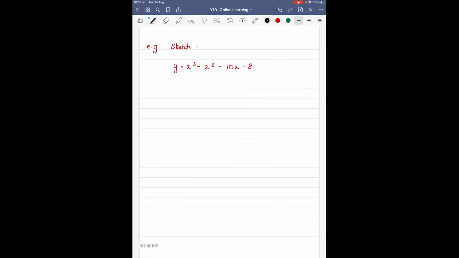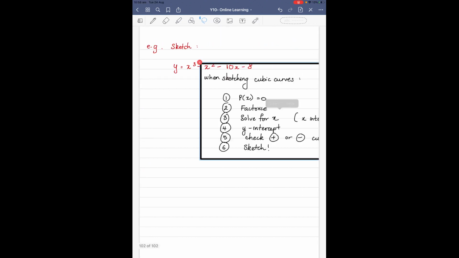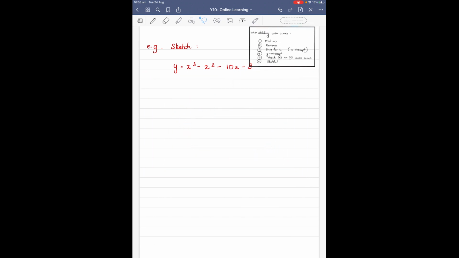Alright, let's do an example. So let's say we want to sketch this type of polynomial. What I'm going to do is I'm going to just copy this, so we have a copy in our next page. Alright, so we're going to sketch this. First of all, we want to make sure that our P(x) is equal to 0. So we're going to rewrite it: x cubed minus x squared minus 10x minus 8 is equal to 0. Second of all, we want to factorize.